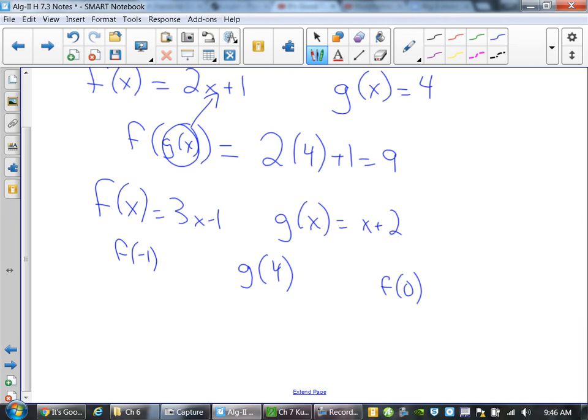Okay. What these problems did in the past was tell you which equation you're working with, the f or the g equation. F, because this is the letter F. So it's telling you to work with the f equation and substitute in negative 1 for x. So you get 3 times negative 1 minus 1, otherwise known as negative 4.